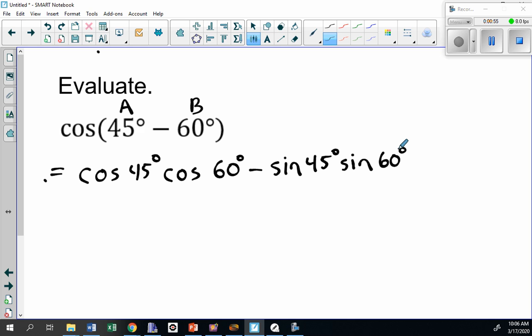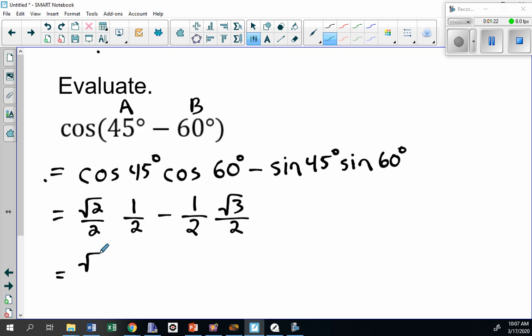Now when we're evaluating this, we're just looking from our unit circle. So cos 45 is square root of 2 over 2, and we're multiplying that by cos 60 degrees, which is 1 over 2. Then sine 45 degrees is square root of 2 over 2, and sine 60 degrees is square root of 3 over 2. So at this point, we're just going to multiply. Square root of 2 times 1 is square root of 2, 2 times 2 is 4, and then 1 times square root of 3 is square root of 3, 2 times 2 is 4.